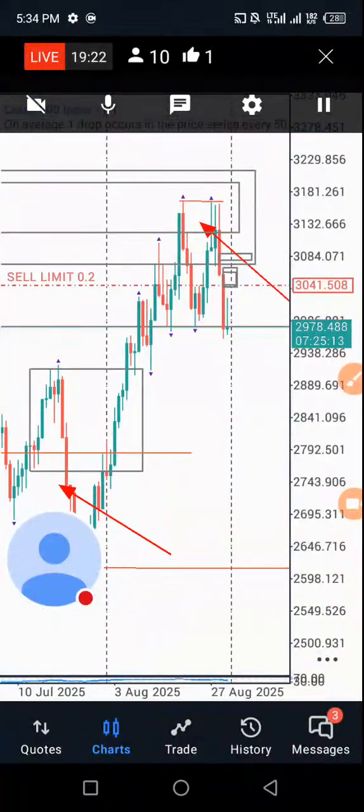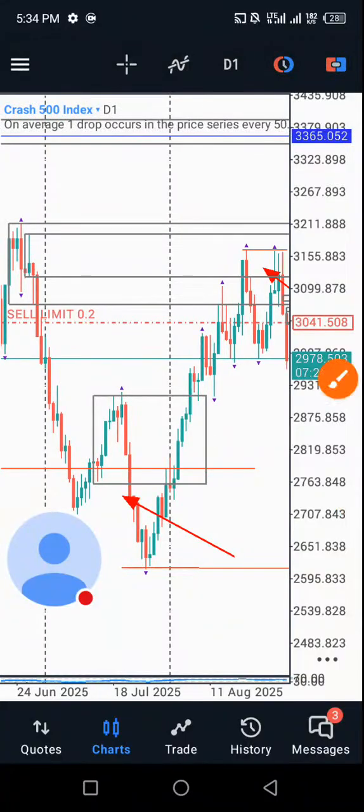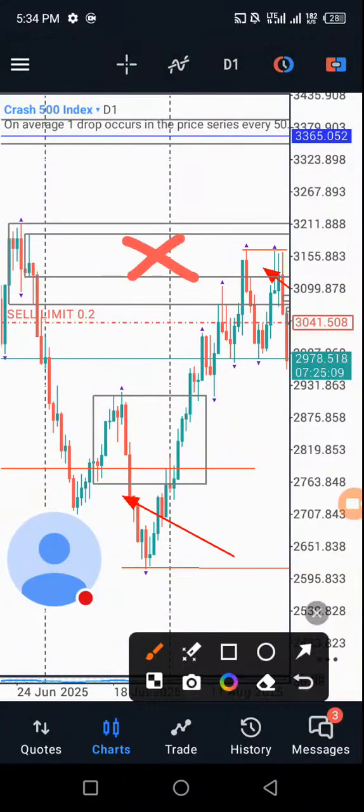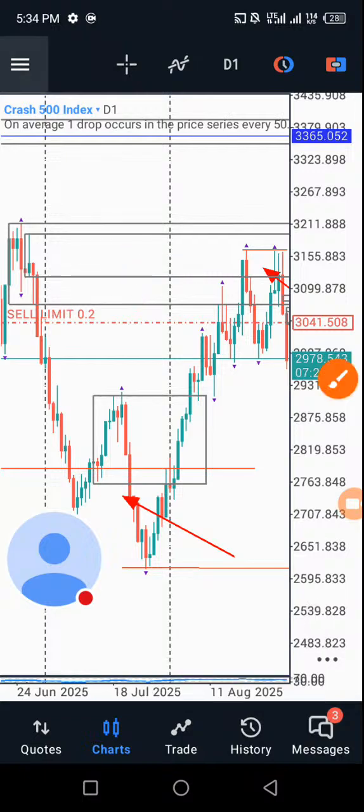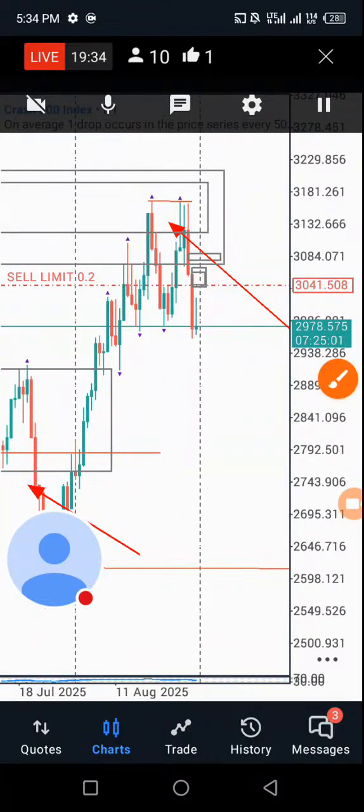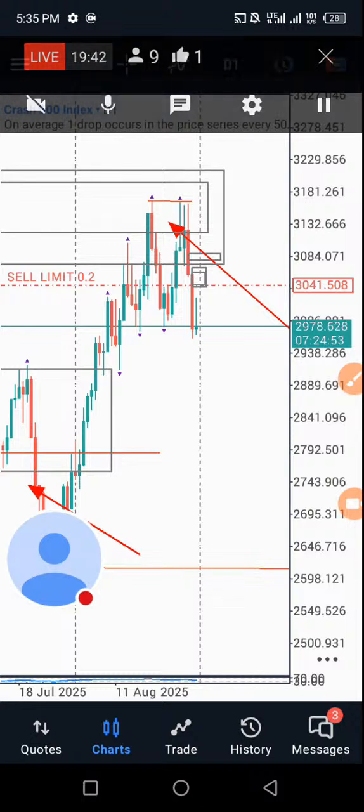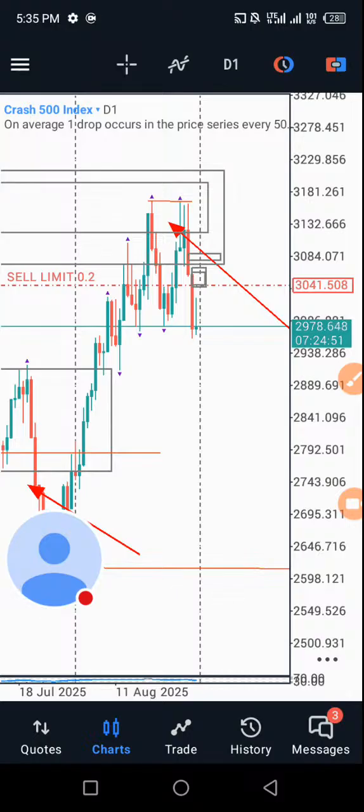Yes, so far so good. Market has respected this order block and this major order block here. Okay, so far so good. That's a good thing for us, right? So after establishing that fact, remember, this is like a top down approach for us in the market.